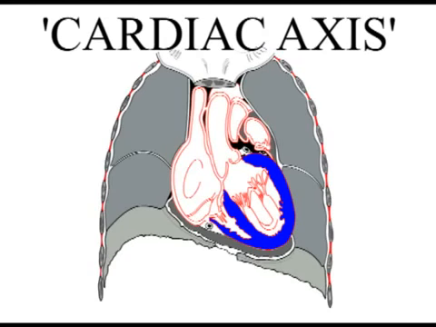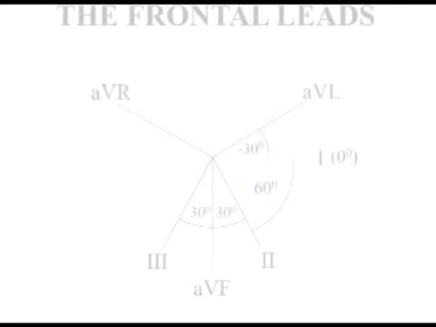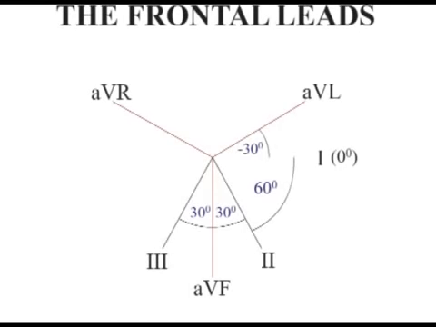Such alterations result in predictable changes in the morphology of the QRS complexes, and a relatively simple way of characterizing this is to estimate the position of the cardiac axis. So what is the cardiac axis? You will remember from section 1 that the 6 frontal leads examine the heart in the vertical or frontal plane.